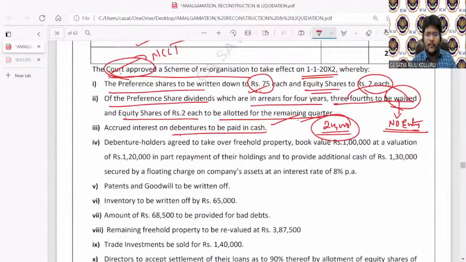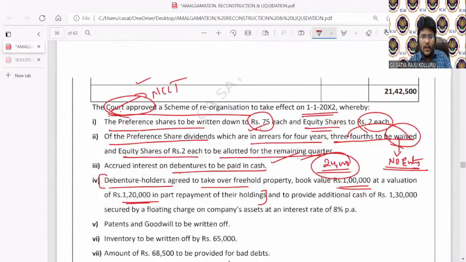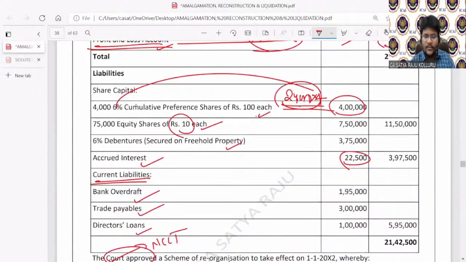Next, coming to point number 4, guys. Debenture holders agreed to take over freehold property, book value is 1 lakh, at a valuation of rupees 1,20,000 in part repayment of their holdings. So this is one sentence. How much debenture holders are there? 3,75,000. In bracket, it is clearly given secured on the freehold property. So at the time of making repayment to 6% debenture holders, we can utilize freehold property.